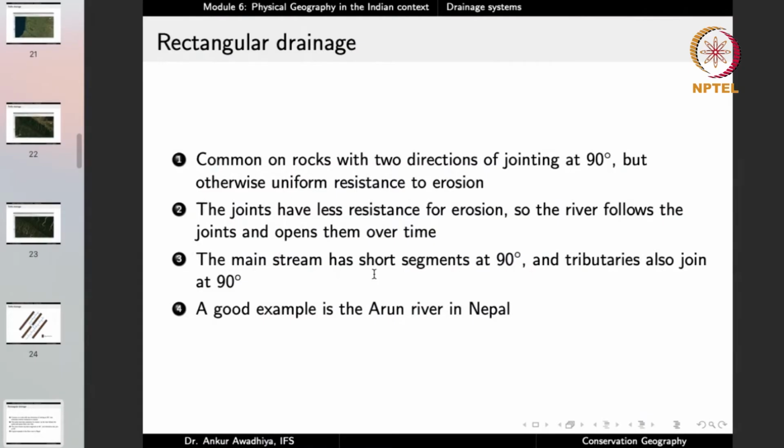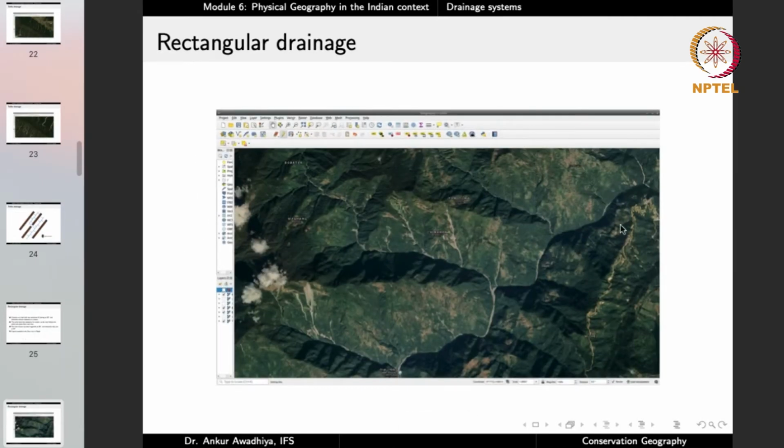So the main stream has short segments at 90 degrees. The tributaries also join at 90 degrees. A good example is the Arun river in Nepal. So this is how it looks like. If you consider this stream, you have a 90 degree turn here, then a 90 degree turn here, then a 90 degree turn, a 90 degree turn, a 90 degree turn, and so on. Now in this case, the turns are not exactly 90 degrees, but very close to that.